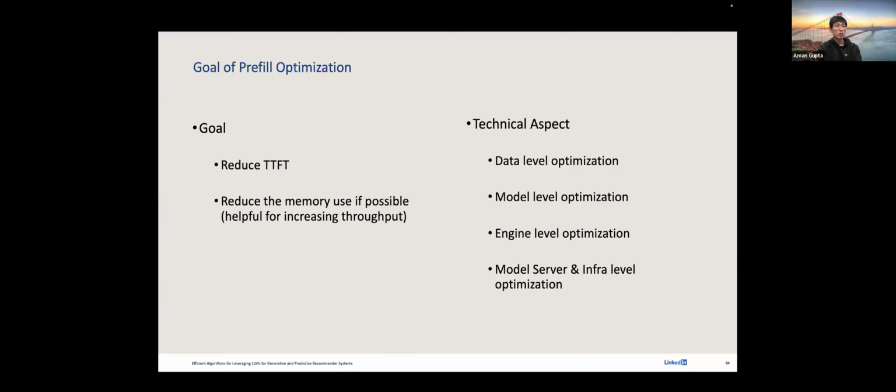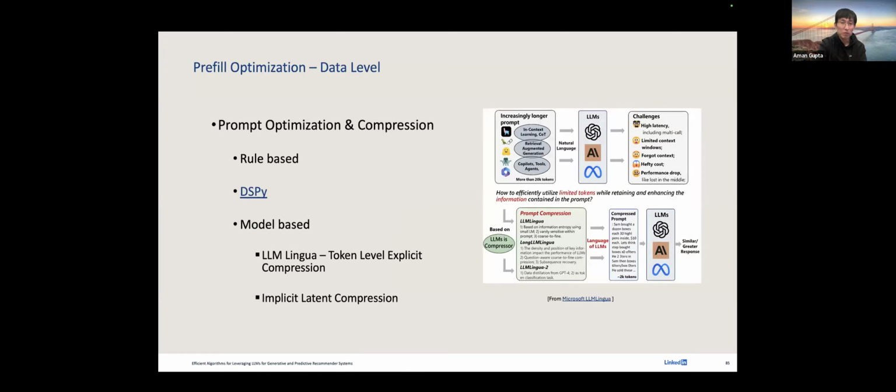Thus the goal of prefill optimization is simple yet crucial, which is to reduce the time to first token as much as possible, and also to enable faster throughput across the full inference pipeline. As we will see in the next set of slides, there are multiple layers at which we can optimize the prefill phase: the data level, the model architecture level, the engine scheduling level, and even the infrastructure design level.